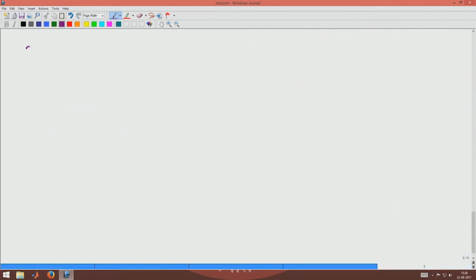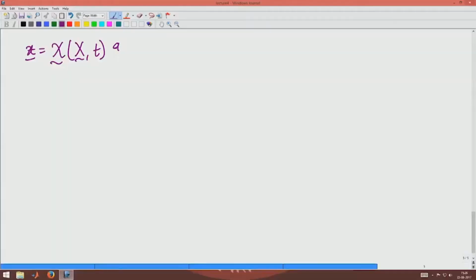So, I can write small x as some function of capital X comma t. What this means is, if you tell me what was the position of the particle in the reference configuration, I will tell you what is the position of the particle at any time t from there on. So, this is called the motion field.